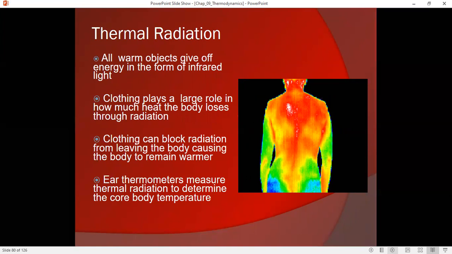But we can also use this infrared light to take different measurements, such as ear thermometers, which allow us to measure the temperature in our ear canal, which gives us a pretty good approximation of what our core temperature is. It is simply an infrared detector that measures the frequency of the light coming out and the intensity and converts that into a temperature.